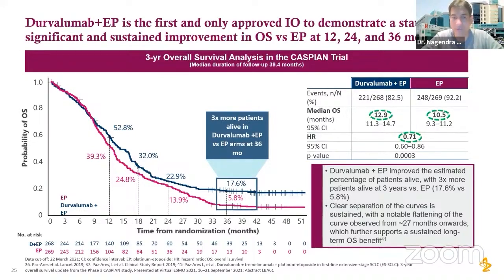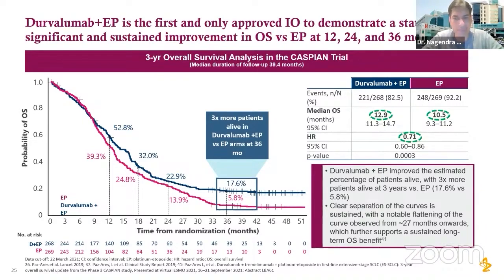17.6% of the patients were alive at the 3-year landmark as compared to just 5.8% of the patients who are alive in the control arm. Durvalumab plus EP improved the estimated percentage of patients alive, with 3 times more patients alive at 3 years versus EP, that is 17.6 vis-a-vis 5.8% with the control arm.